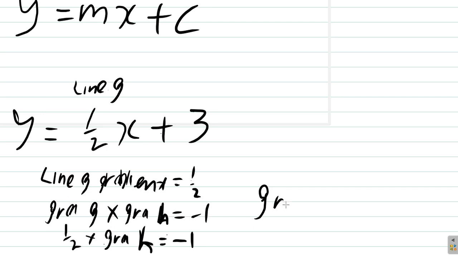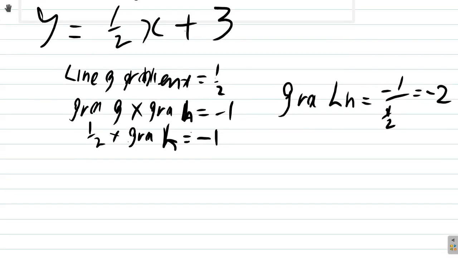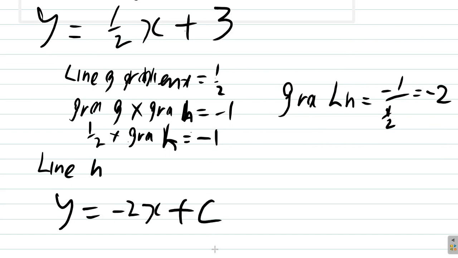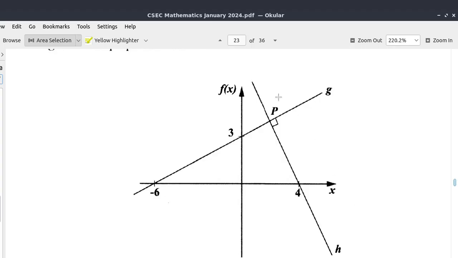So what is the gradient of line H? Well, it's negative 1 over a half. But what is negative 1 over a half? It's going to be negative 2. So the gradient of line H is negative 2. So for line H, y is equal to negative 2x plus c. Alright, we need c. Your problem here is that c is not labeled. If you look up here for c, you won't find it.